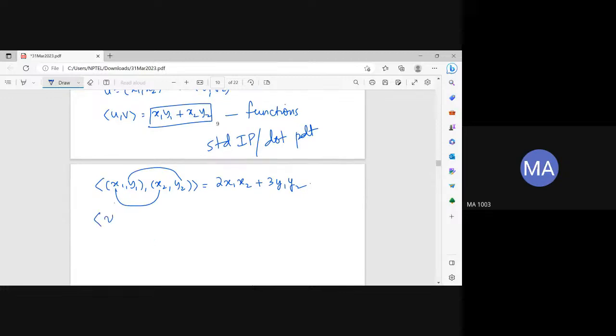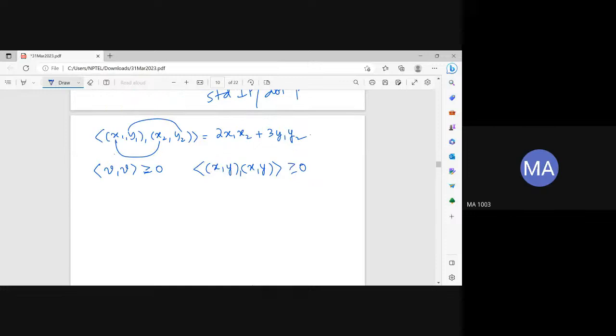So how will you verify? First, v comma v should be greater than or equal to 0. So (x, y) with (x, y) should be greater than or equal to 0. This is the first condition, right? And the second part of it also. So what is this going to be equal to? 2x squared plus 3y squared. I have written xy, so let's call it x squared and y squared. This is always greater than or equal to 0, right?